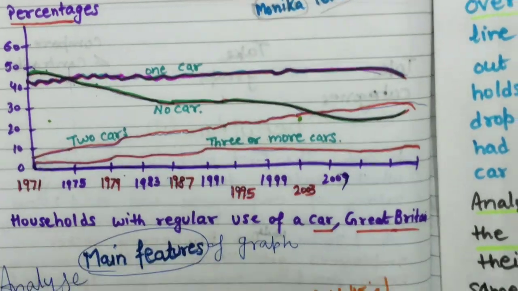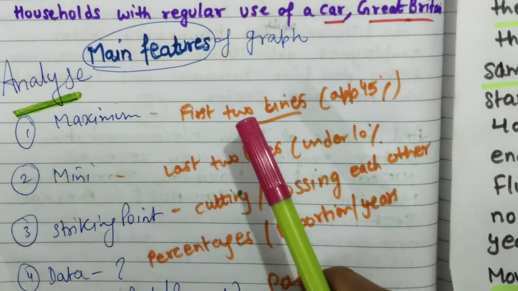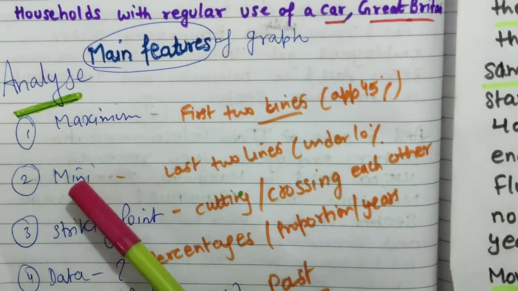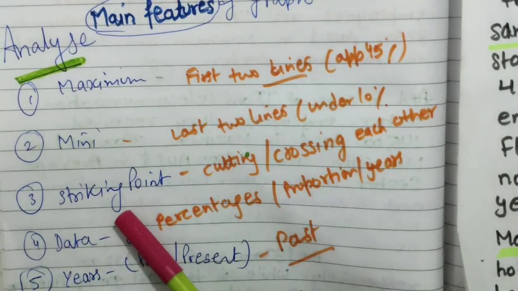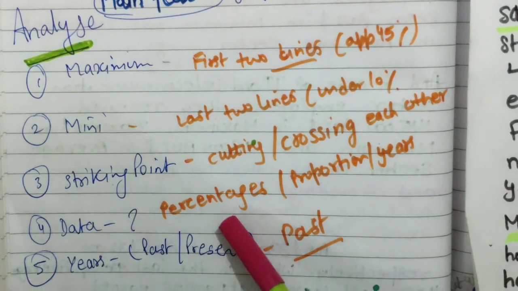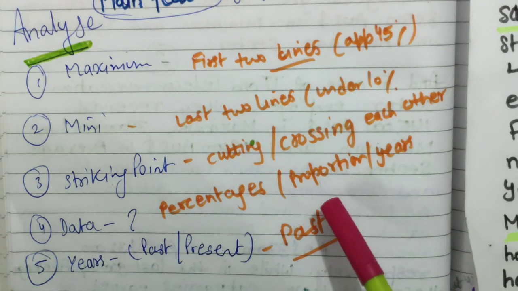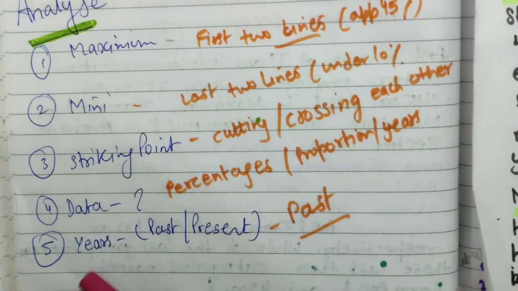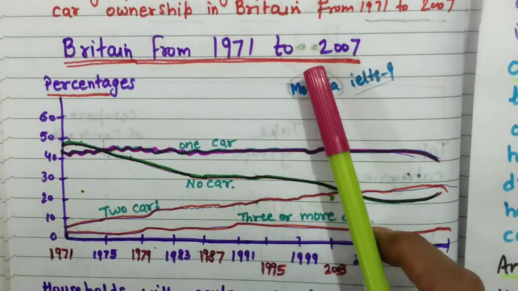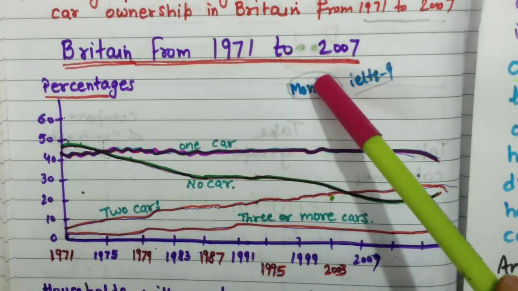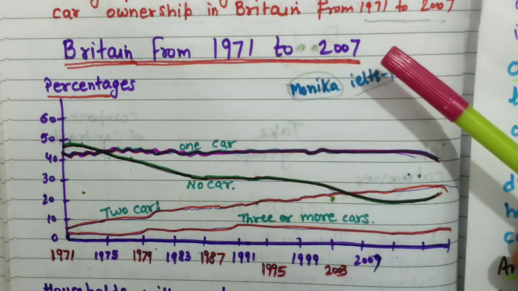Okay, now of course we should know what is maximum in the chart, whether it is table, pie or bar graph. We should know the maximum, we should know the minimum also, and another striking point. And data, of course data we know is percentages. For percentage we can write proportion, percentiles, this kind of language we can use, and years also. And after reading these 2 years, it means we will be writing everything in past tense. Okay, not in future, not in present.